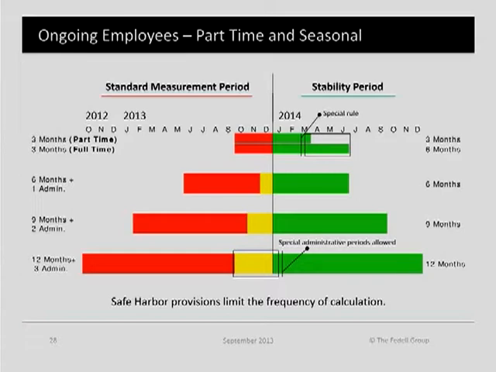I think a common scenario is going to be the 12-month standard measurement period followed by, let's say, a 3-month administrative period, which is the last example. So what happens there is we have our measurement period from October 1st to September 30th of the following year. We have the 3-month administrative period from October 1st to December 31st, and then we have the stability period. If during that measurement period the ongoing employees are determined to be full-time employees, they're going to need to be covered during that stability period.